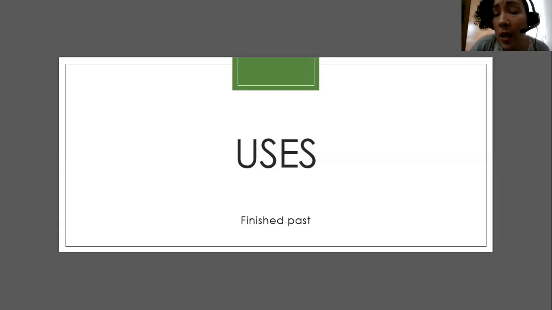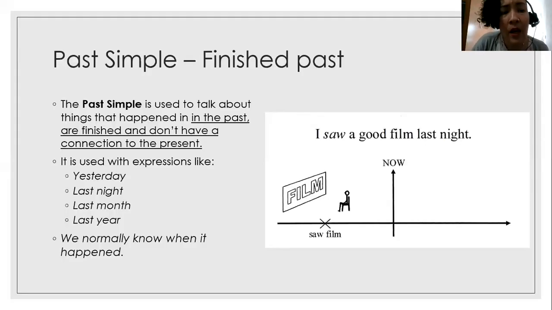We're going to use past simple for finished past. Okay, so the past simple is used to talk about things that happened in the past, are finished, and do not have a connection to the present, okay? We use it with expressions like yesterday, last night, last month, last year. These are all times that are finished, okay? And we normally know when something has happened, okay?